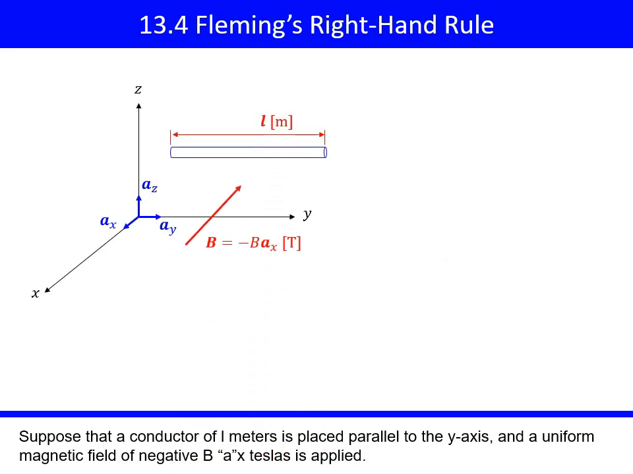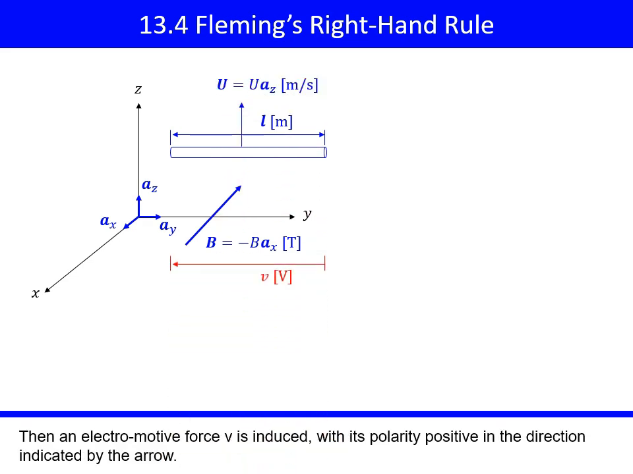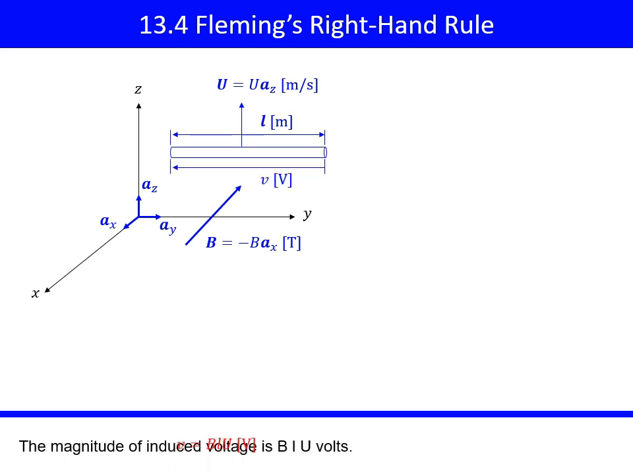Suppose that a conductor of L meters is placed parallel to the y-axis, and a uniform magnetic field of negative B a_x teslas is applied. And the conductor moves upward with a velocity of u. Then an electromotive force V is induced, with its polarity positive in the direction indicated by the arrow. The magnitude of induced voltage is BLu volts.